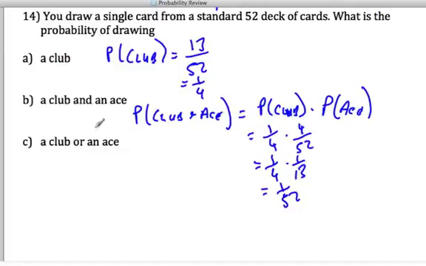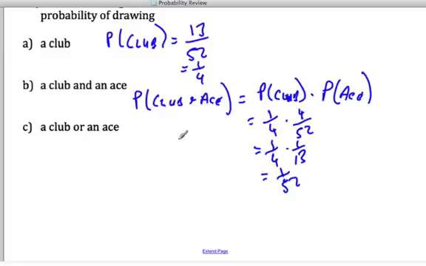So if you consider this question, what's the probability of drawing a club and an ace? Well, there's only one card that fits that in the deck of cards, and that's the ace of clubs. So your probability is 1/52 of drawing that card.